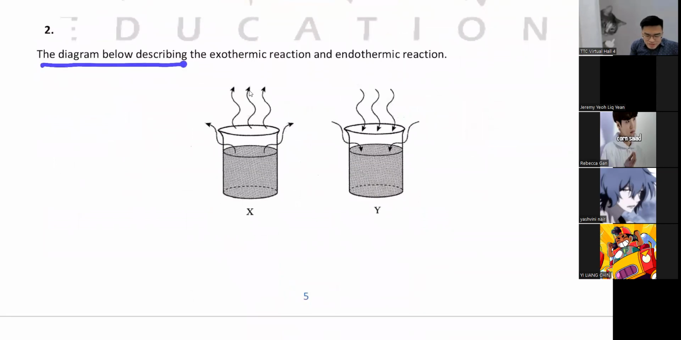The diagram below describes the exothermic reaction and endothermic reaction. So as you can see, X is releasing heat. Heat is exiting. So this is exo. And then for Y, heat is entering. So this is endo.